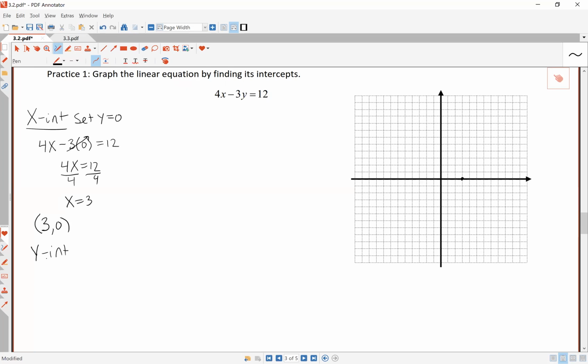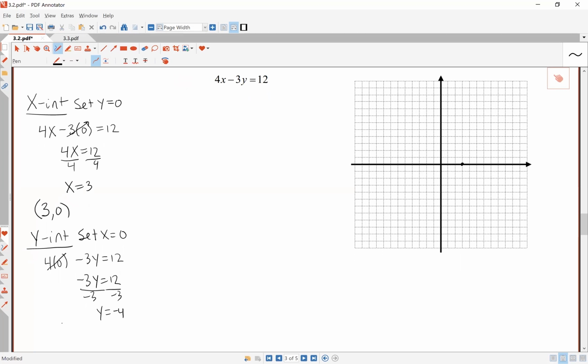Finding the y-intercept, we would set the other variable equal to 0, setting x equal to 0. In doing that, we have 4 times 0 minus 3 times y equals 12. 4 times 0 is just 0, and we're left with -3y is 12. We solve that by dividing both sides by -3, and we get -4. So our y-intercept is (0, -4). So those are the intercepts.